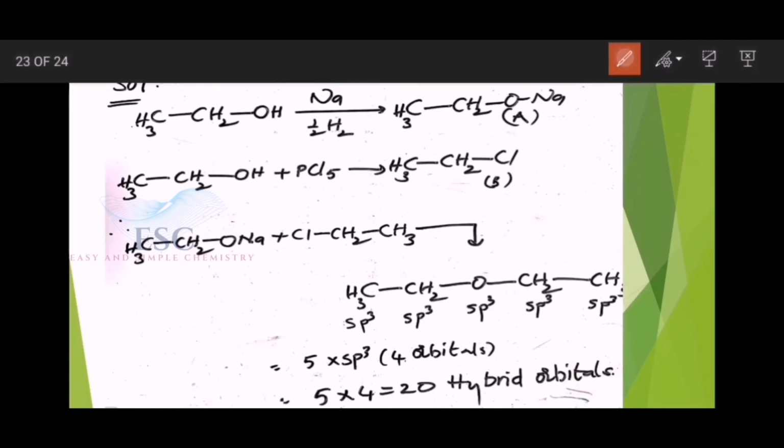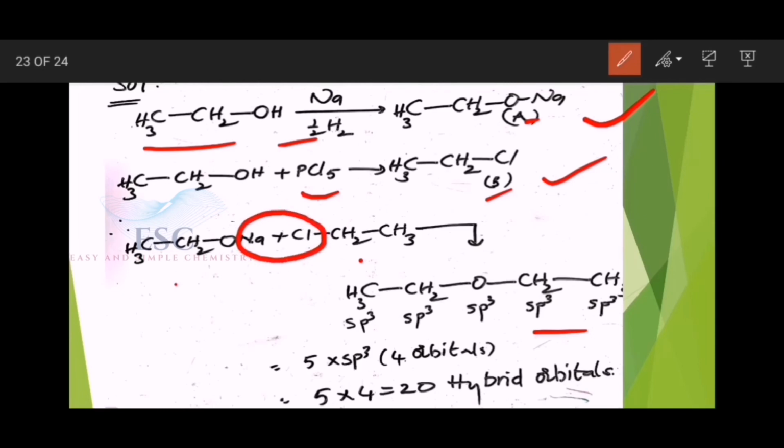The solution is: ethyl alcohol reacts with sodium, minus H2 gas, to form sodium ethoxide. Ethyl alcohol reacts with PCl5 to form ethyl chloride. Those are A and B, where A plus B gives rise to ether, with loss of NaCl. That is also called the Williamson synthesis.